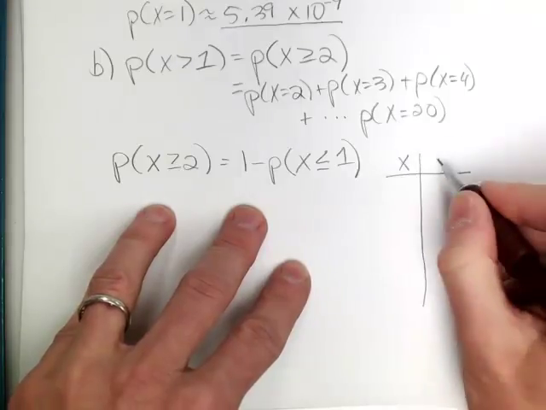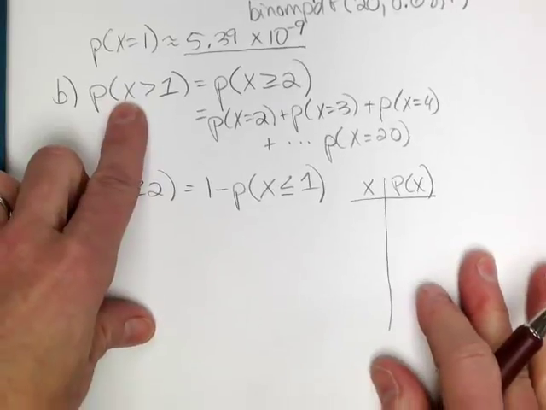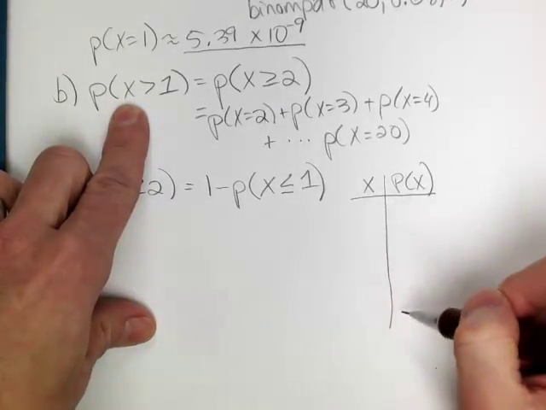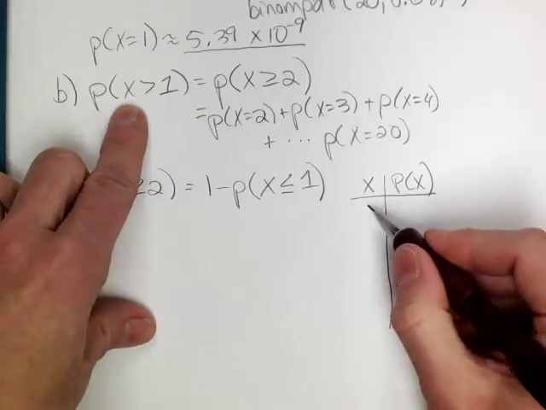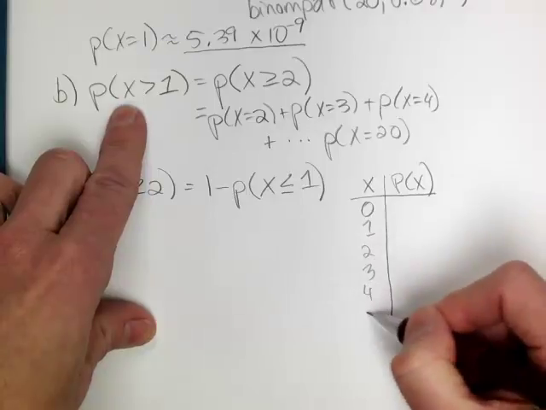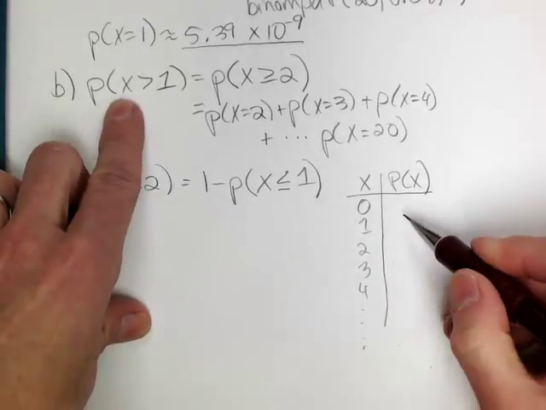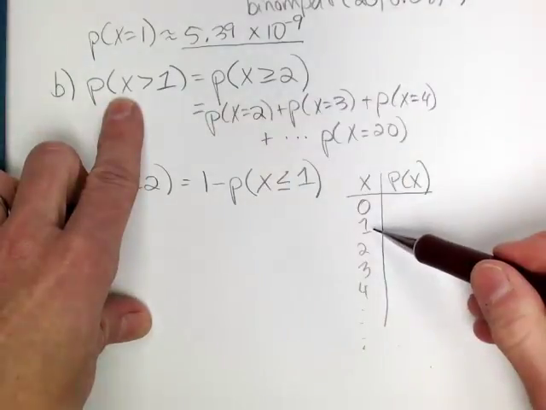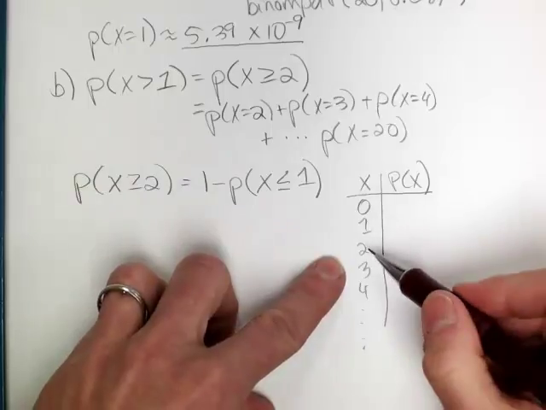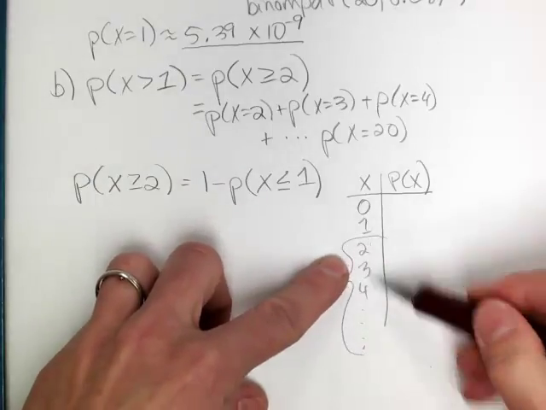let's talk about this conceptually. The probability x is greater than 1 does not include the 1. And remember, this is a discrete probability situation where x takes on 0, 1, 2, 3, and so on with the corresponding probabilities. So the probability actually refers to this sum here from 2 on.